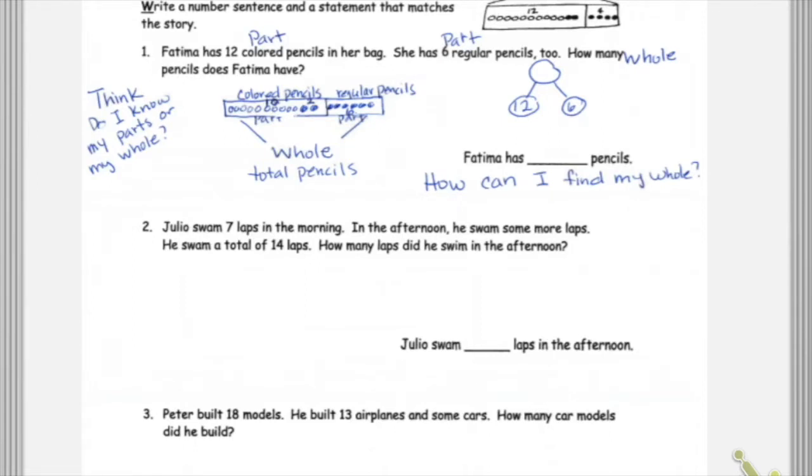So we had to draw our picture, which is what is shown right here. We draw a tape diagram showing the 12 colored pencils and the 6 regular pencils. And then our whole is the whole pencils together. So we have to figure out what 12 plus 6 equals. Well, you can count each one and figure this out. Or you can say, oh, I know that 2 plus 6 equals 8, and then I need to add that 10, which would be 18. So, Fatima has 18 pencils.